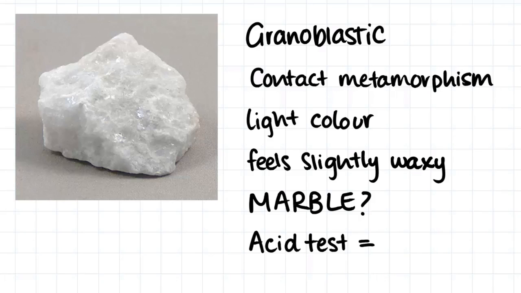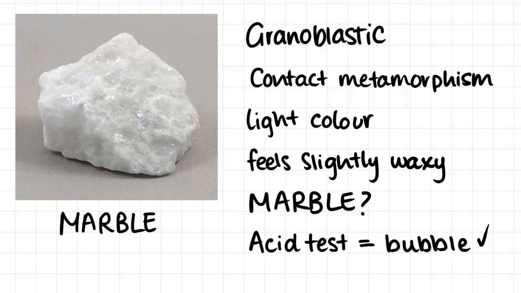In order to test whether our sample is marble or not, we do an acid test. When we drop the acid on this sample, it begins to bubble. This bubbling means that our sample is probably made up of calcium carbonate. Therefore, I'm going to say that this sample is a marble.